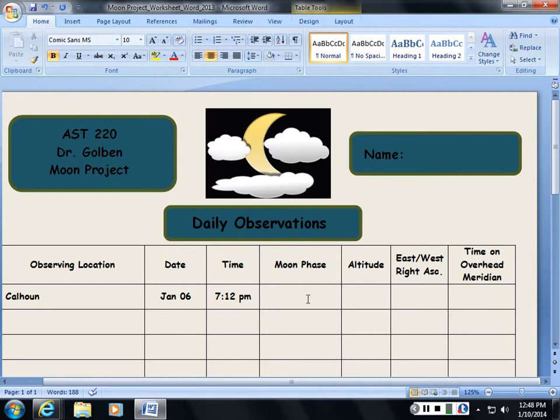Moon phase. If I look at the moon phase, looks like this moon is a crescent moon. I know that because it's less than half illuminated as I'm looking at it. So I have a crescent moon. Now I wish to clarify this a little bit. I want to know whether it's waxing or waning.